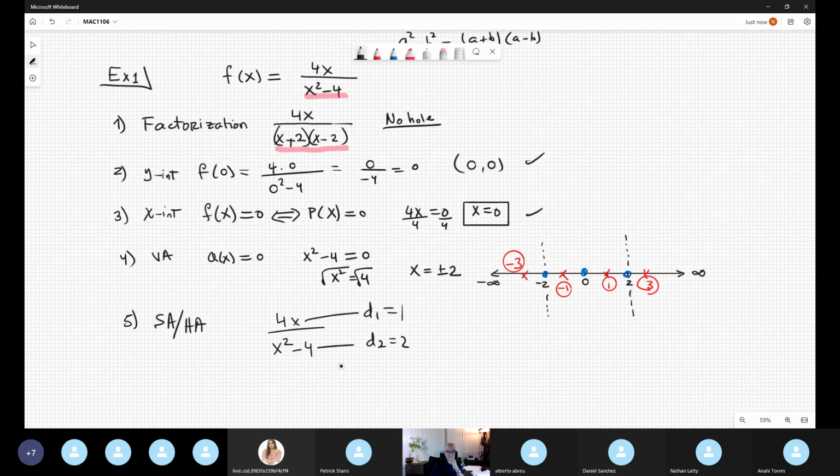Is it horizontal or not? Horizontal, absolutely. But what kind of horizontal? Special or regular? Special, exactly. Now, what is the value for the horizontal asymptote? Y equals? What is the value for the horizontal? No idea? Nobody? Y equals 0. Y equals 0 because it's a special case.